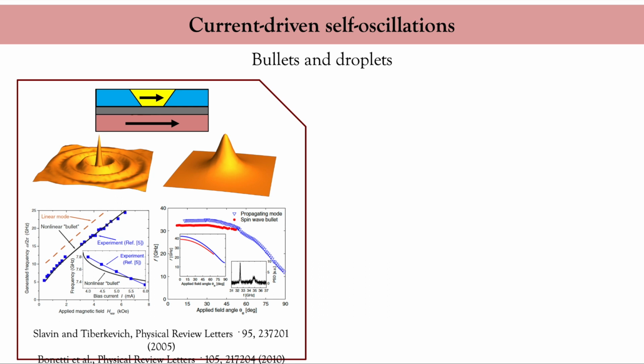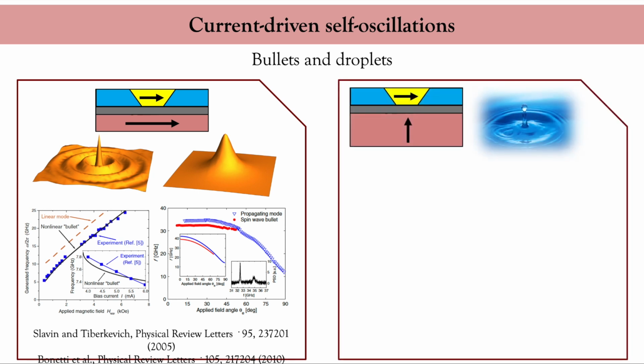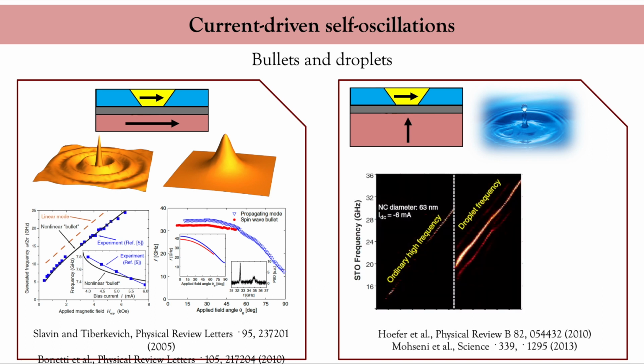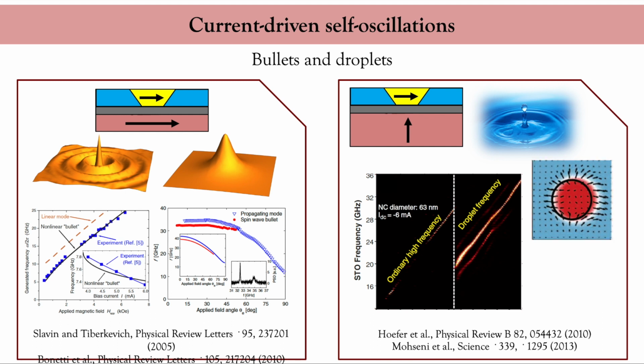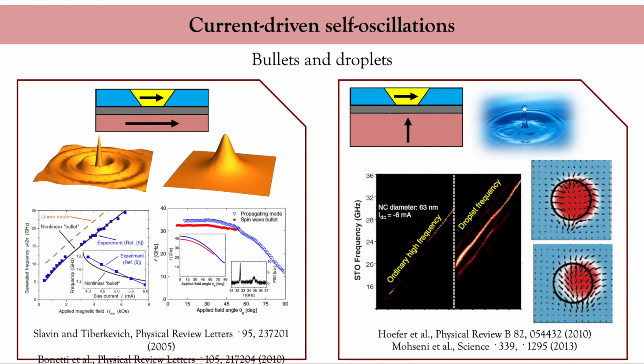When the free layer has perpendicular magnetic anisotropy, a similar effect arises that has been called a spin wave droplet. Again, this droplet has specific current frequency response and features original, self-localized oscillatory states such as this one, or this one.